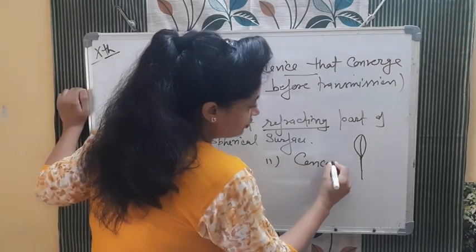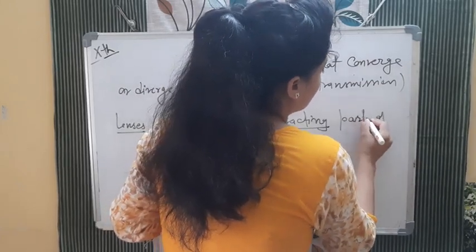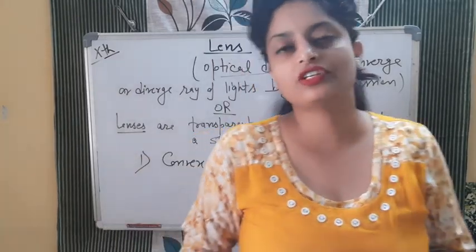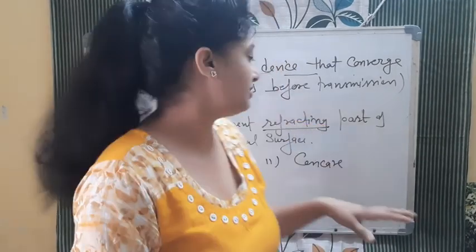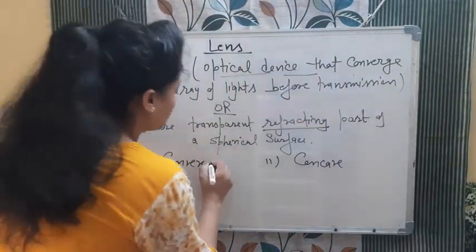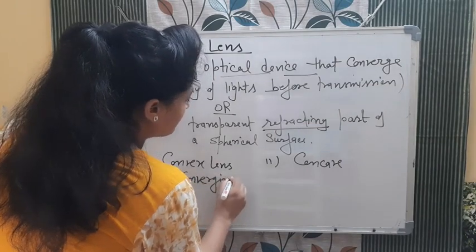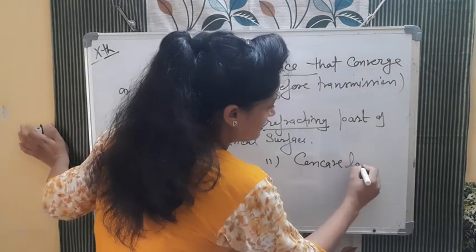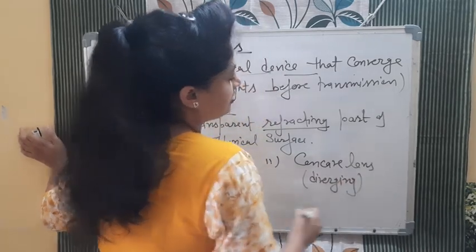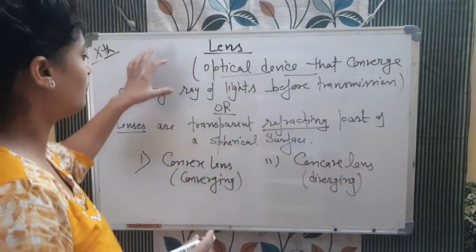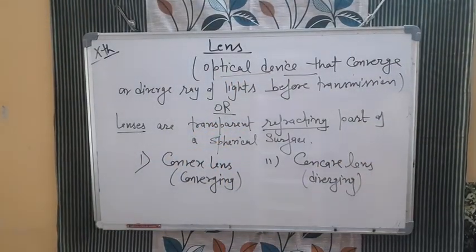Now listen, remember the difference: in case of the mirror it was different and here it is different. How? In case of the mirror, you all know, the concave mirror was converging and the convex mirror was diverging. Here it is reverse. Convex lens is converging and concave lens is diverging. Okay, so these are two very basic definitions of the lens. Now we will study some terms that are involved with these lenses.